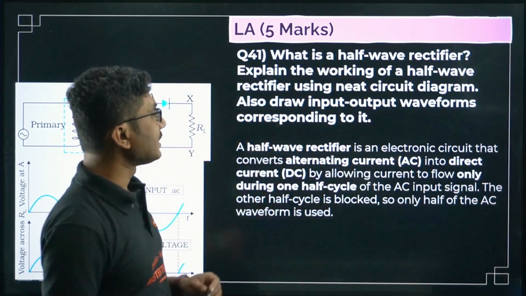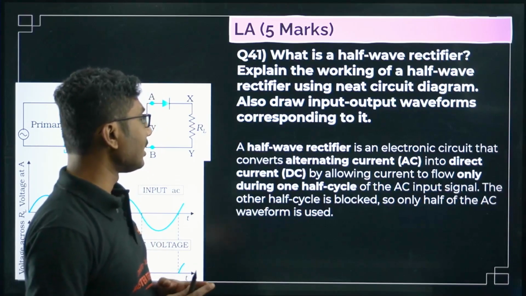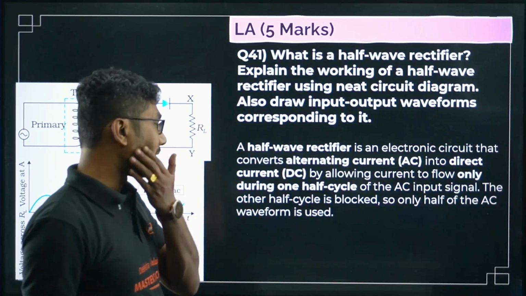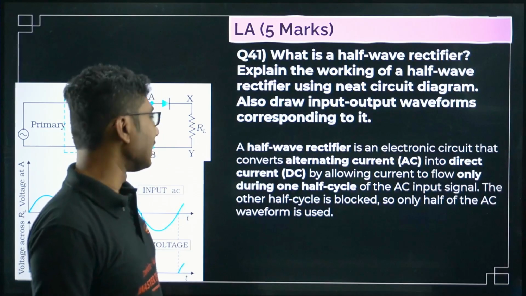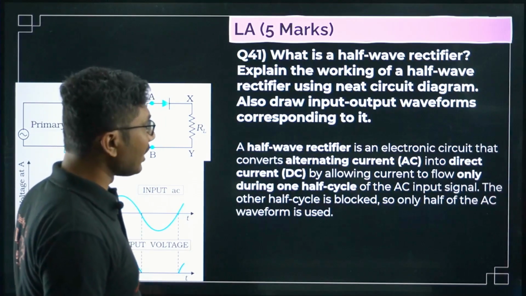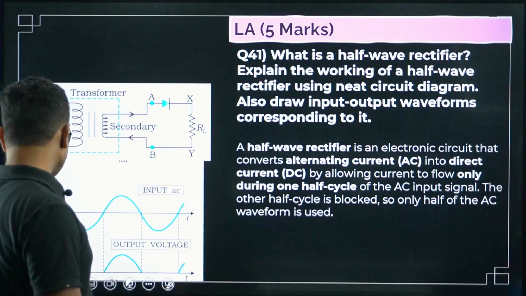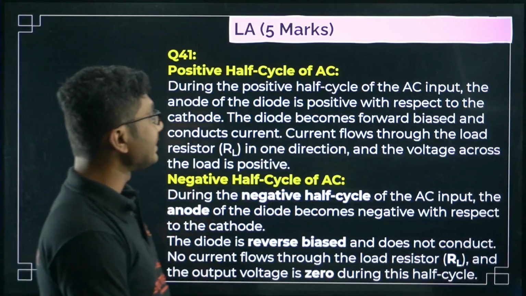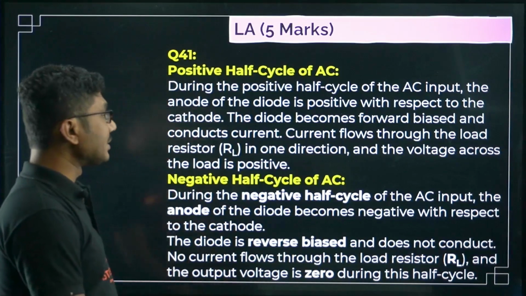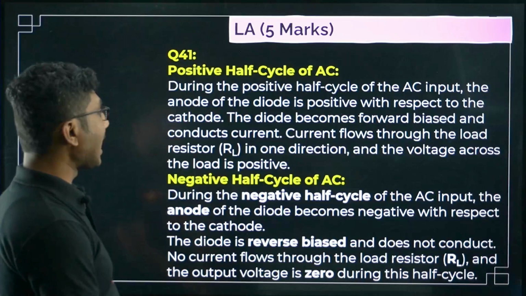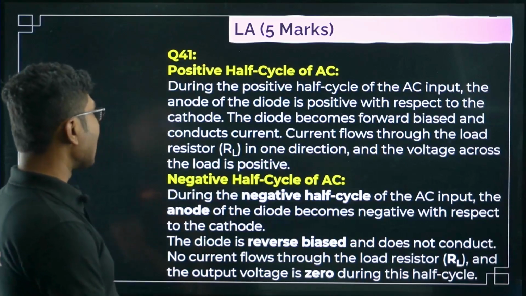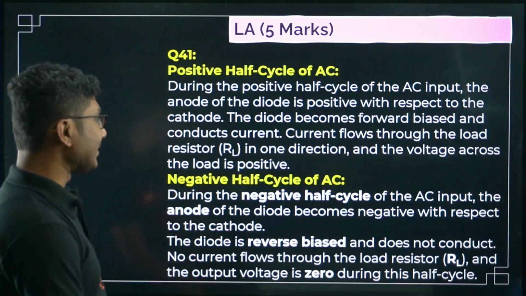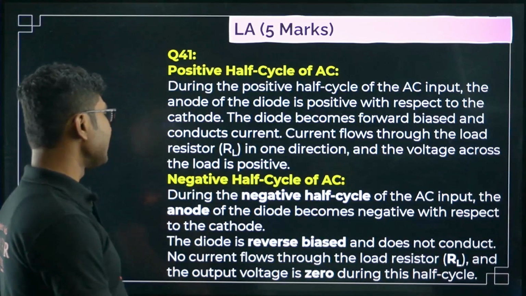A half wave rectifier is an electronic circuit that converts alternating current into direct current by allowing current to flow only during one half cycle of the AC input signal. The other half cycle is blocked, so only half of the AC waveform is used. Next, positive half cycle of AC. During the positive half cycle of the AC input, the anode of the diode is positive with respect to the cathode. The diode becomes forward biased and conducts current. Current flows through the load resistor RL in one direction, and the voltage across the load is positive.